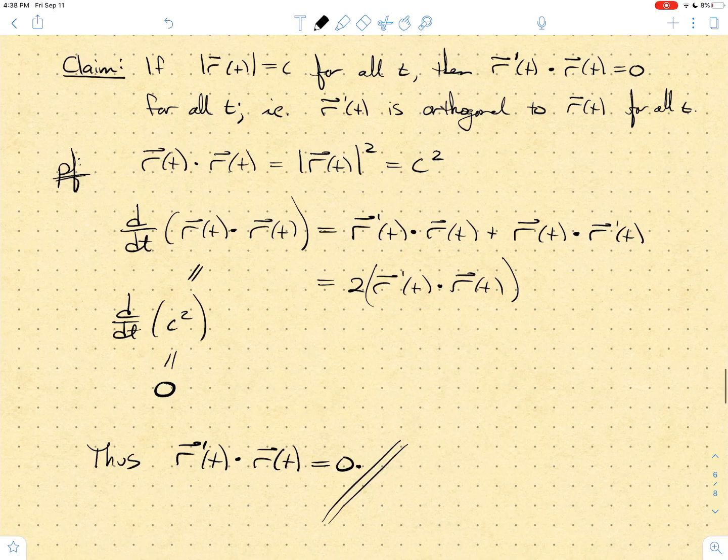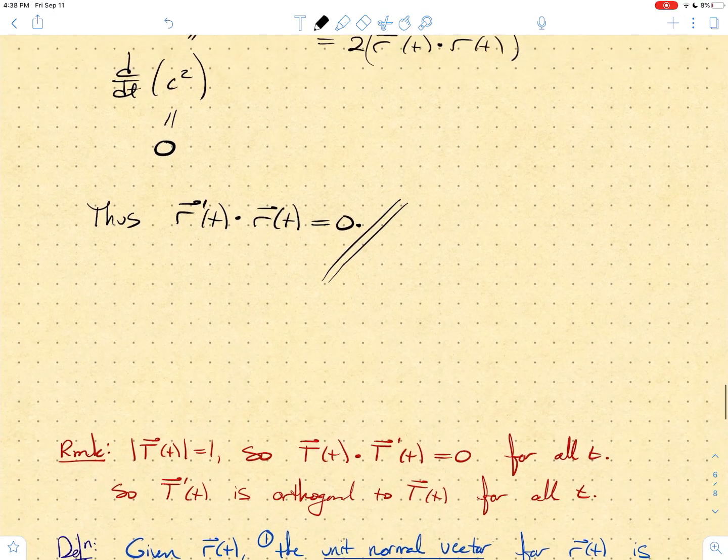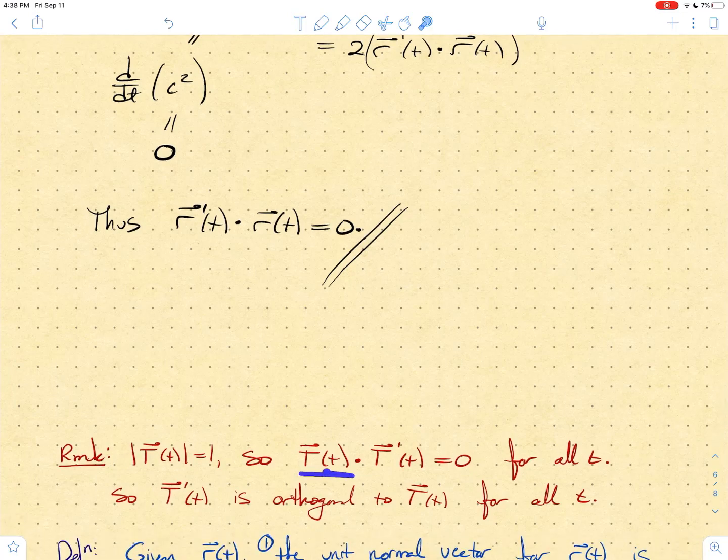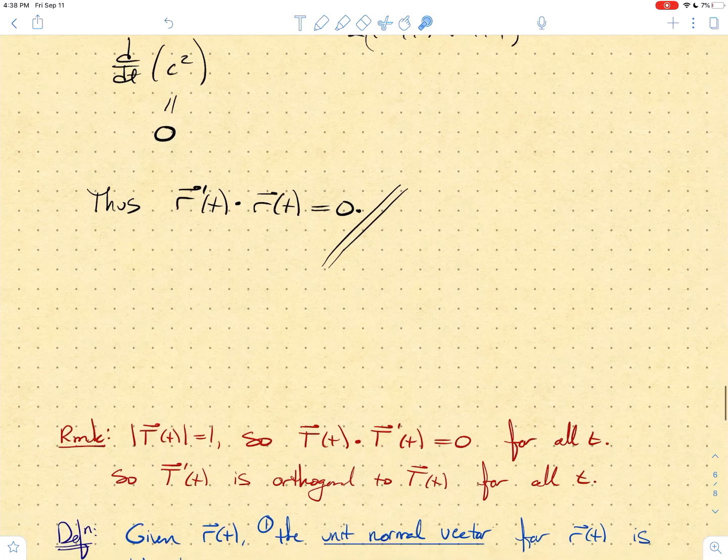All right, so how is this useful? Well, let's recall that the unit tangent vector always has length 1. It always has length 1. And so by the result that we just proved, the unit tangent vector T dot T prime is always 0. They're always orthogonal to each other. So the point is, T prime is always orthogonal to T for all t. That follows as a corollary from what we just showed.